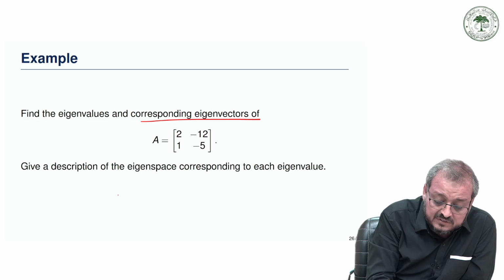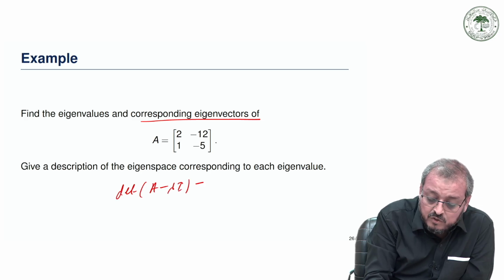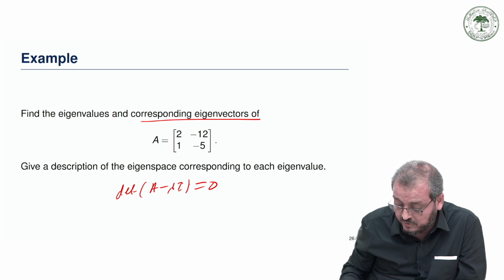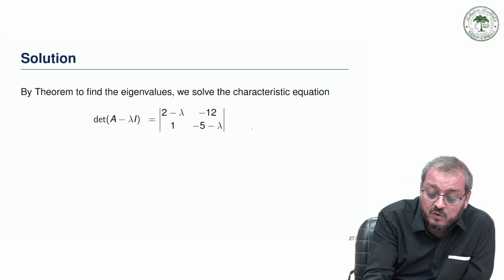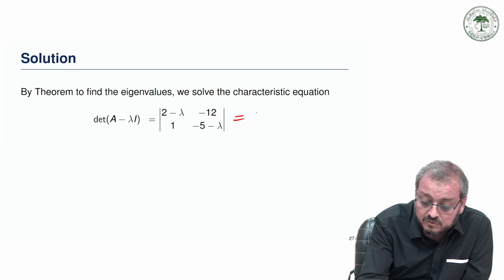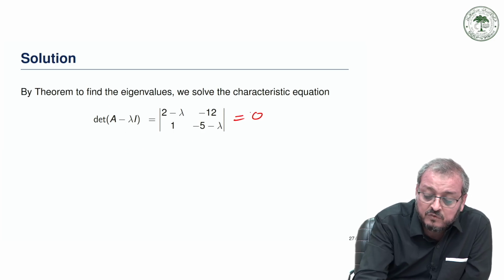So I just say that we can write it in the form of the determinant of A minus lambda I equal to 0. We write the characteristic equation of this, so the determinant of A minus lambda I is equal to 0. Now we have to solve this characteristic equation.